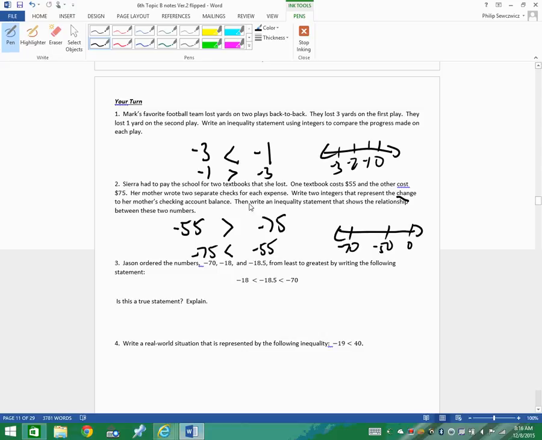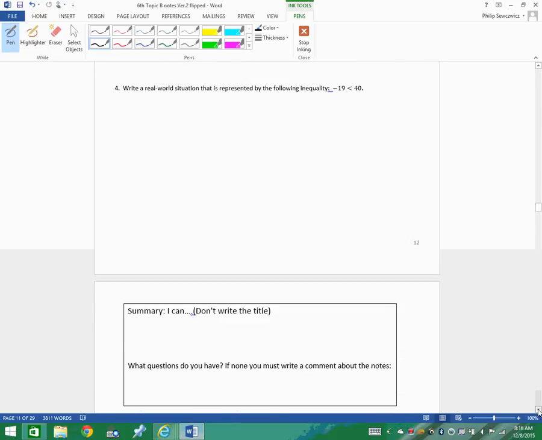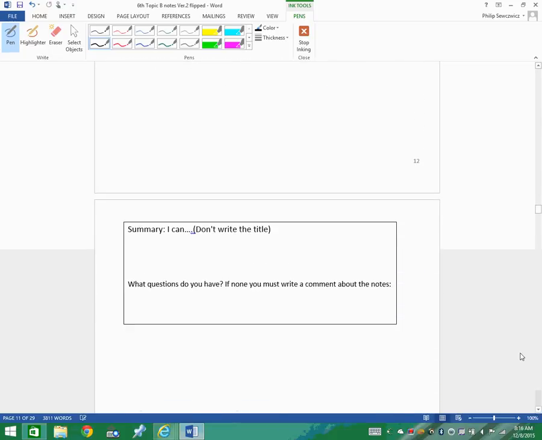If you went number line wise, 0, negative 1, negative 2, negative 3, negative 1 is further to the right, which makes it the larger number. Negative 3 is further to the left, which makes it the smaller number we're looking at. All right, let's move on down. There's your inequalities, people. We'll work on this more in class. But for now, we're done.